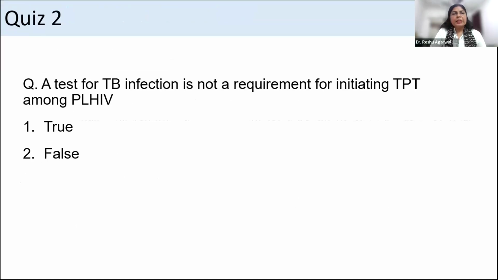We have another quiz here. A test for TB infection is not a requirement for initiating TPT among PLHIV. Is it true or false? Can we have the poll? Yes, ma'am.